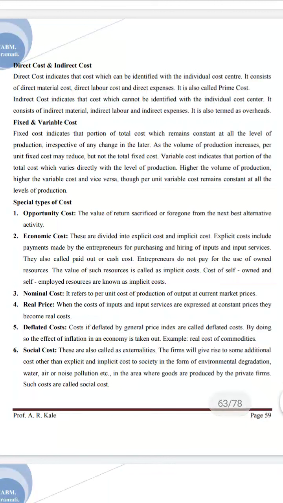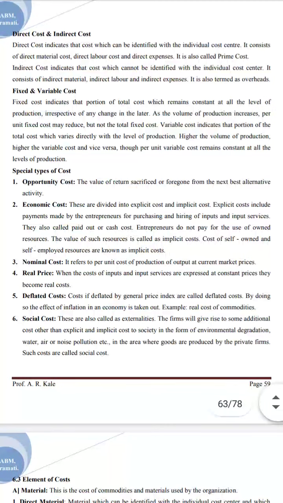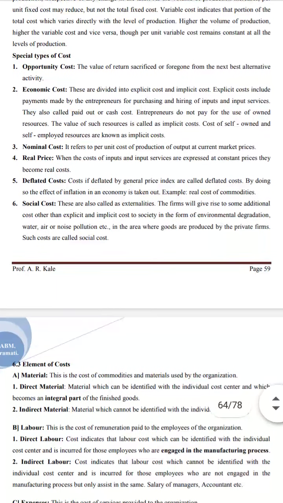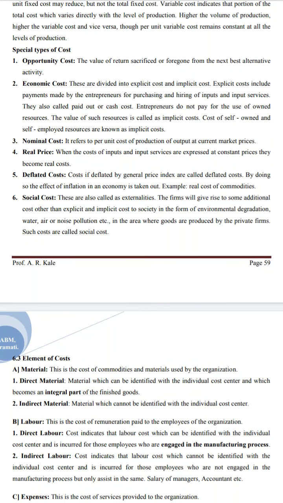Next, fixed cost and variable cost. Fixed cost remains constant at all levels of production, irrespective of any change in it. And variable cost varies according to the level of production: higher volume of production, higher variable cost, and vice versa. Okay, the specific types of cost: opportunity cost, economic cost, nominal cost, real price, depreciated cost. Okay, social cost.